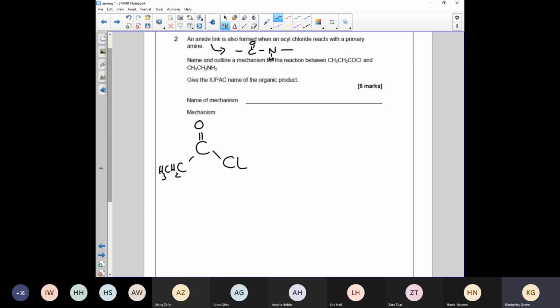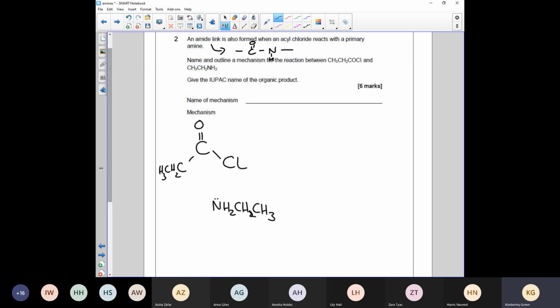Right, so that acyl chloride is reacting with this amine. Amine has a lone pair on the nitrogen, so we've got a nucleophile. We've got something that wants to donate its lone pairs. What does that nucleophile want to donate its lone pairs to? Something positive. This is the whole thing with mechanisms: you're always going to go from an area that's negative, either has a lone pair or has high electron density, to something that is positive.